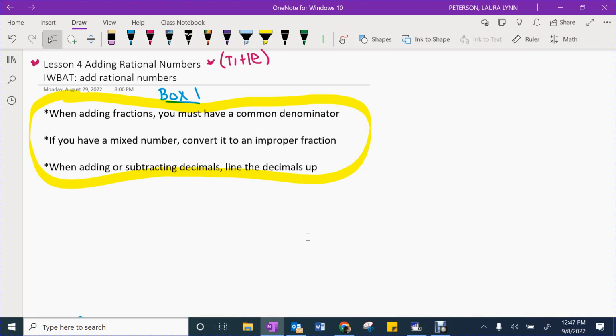When adding fractions, you must have a common denominator. That's also true for subtracting. If you have a mixed number, convert it to an improper fraction. And when adding or subtracting decimals, always line up the decimals. Let's do some actual problems. We're now going to be dealing with some negative numbers that are either fractions or decimals.